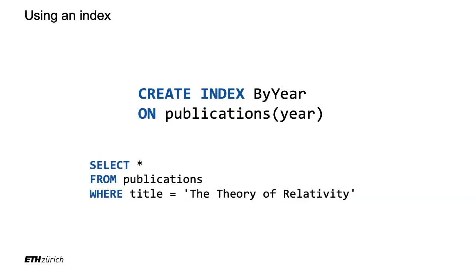Okay. This one wouldn't be faster because the index is on year, right? Publications year, and you're looking for the title. So that would be a full scan of the entire table. Do you agree? Because we are not looking for the right column here. There is a mismatch, right?